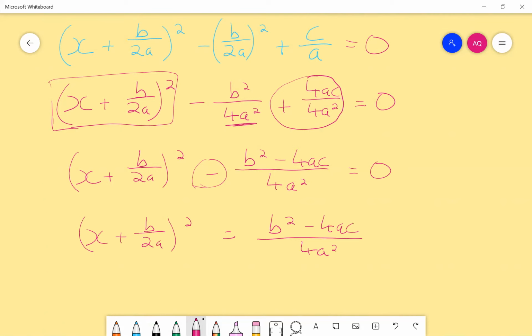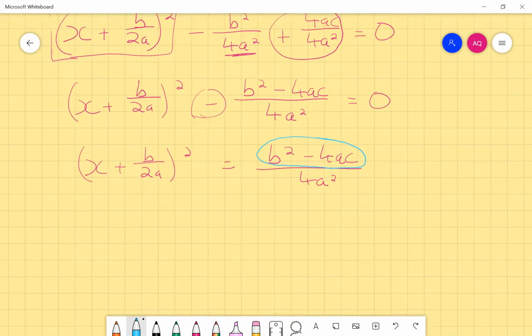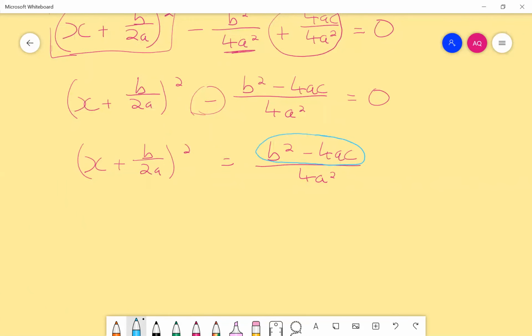Now, one thing which is looking kind of good for us if we were doing this proof in an exam is we do have a b squared minus 4ac, which is in our formula. Now, the rest doesn't look too good at the moment, but let's keep going with it and see how we get on. So we're going to take the square root to get rid of the square. And we have to be careful that you must take plus or minus the square root. b squared minus 4ac all over 4a squared. So that looks a little bit messy.